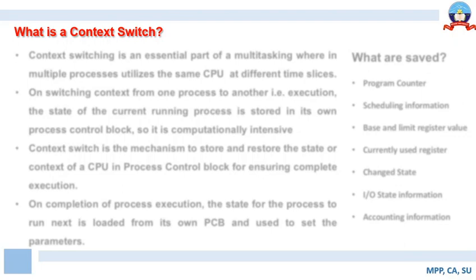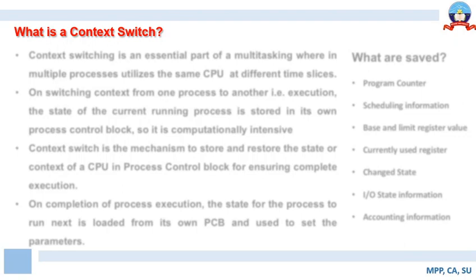So, in a multi-programming environment, where there are multiple processes competing for the allotment of CPU time, we need to make a transition from one process to the other process so that the execution is judiciously done. That mechanism is referred to as context switching.